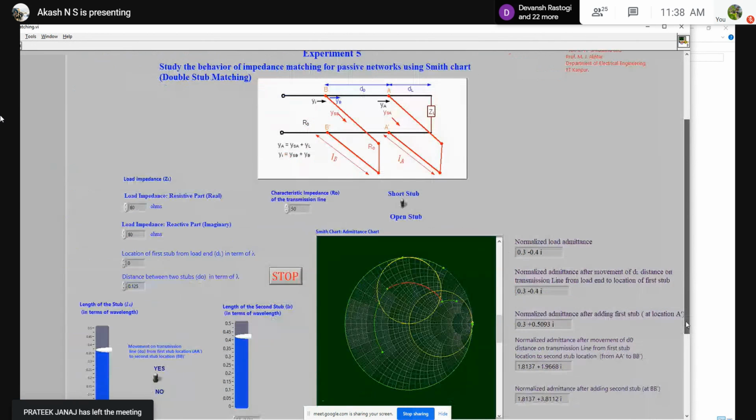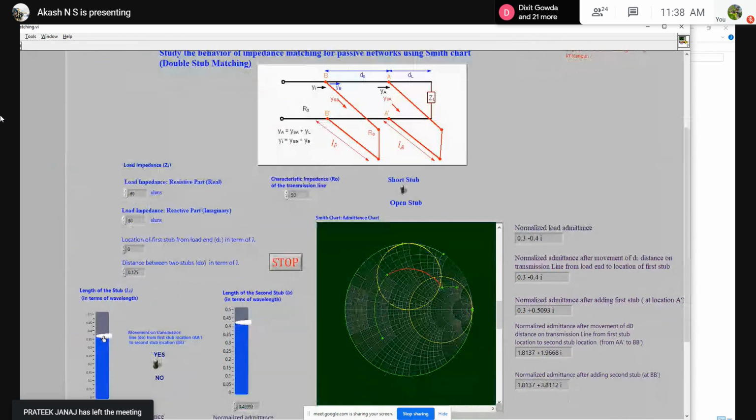With two stubs, we will be obtaining two arcs and two circles depending upon the stub length. Here we will vary only the stub length, not the distance, because the distances are fixed. If you vary the distance, the stub will change, and as a result we cannot obtain the proper output, sir. This is the wavelength.